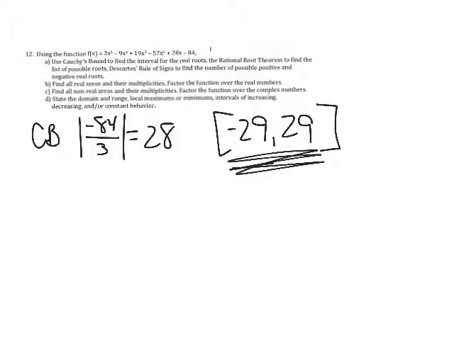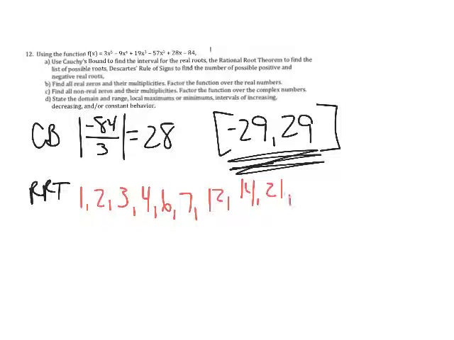Okay, rational root theorem, RRT. Remember, it is going to be the factors of the constant over the factors of the leading coefficient. Oh my goodness. One of these days I'm just going to hack up a lung. All right, factors of the constant. The factors of the constant are 1, 2, 3, 4, 6, 7, 12, 14, 21, 28, 42, and 84.